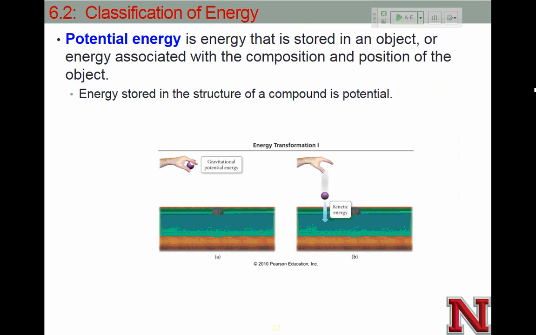Potential energy is the energy that is stored in an object, or energy associated with the composition or the position of the object. For example, if I'm holding up a pool ball and I let it go, the gravitational pull is acting on the potential energy it has before it starts falling. We're going to really be thinking about potential energy when we're thinking about chemicals.